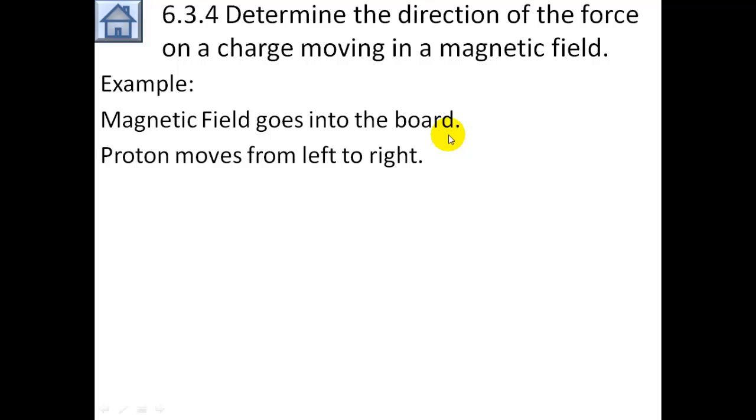Determine the direction of the force on a charge moving in a magnetic field. For example, a magnetic field goes into the board, the proton moves from left to right, which means the current goes from left to right. So which way will the proton go? It will go upwards.